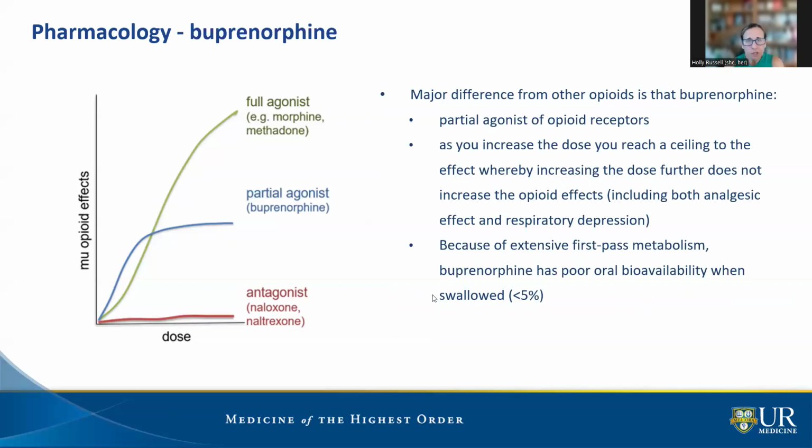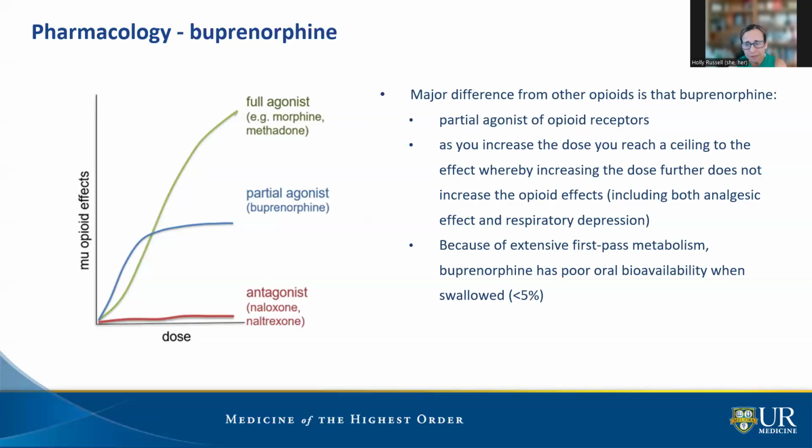The major difference with buprenorphine from other opioids is that it is a partial agonist of the mu opioid receptors, such that as you increase the dose, you reach a ceiling to the effect, so that increasing the dose further does not increase the opioid effects. This includes both respiratory depression and is partially true in terms of analgesic effect, although we're learning more and more about the analgesic effect, and we're going to talk about that a bit more later.